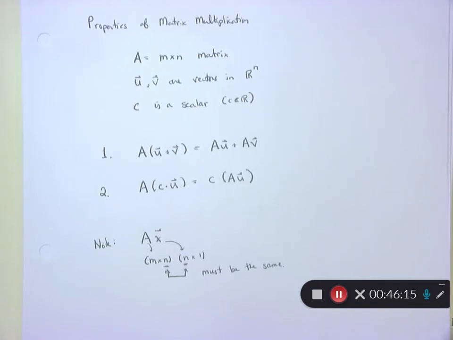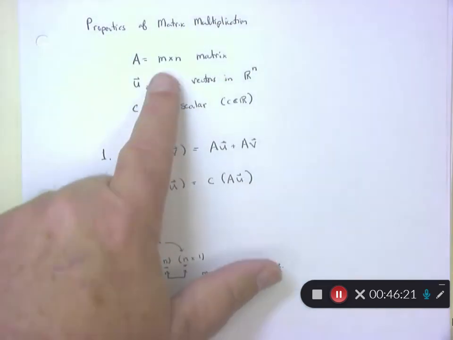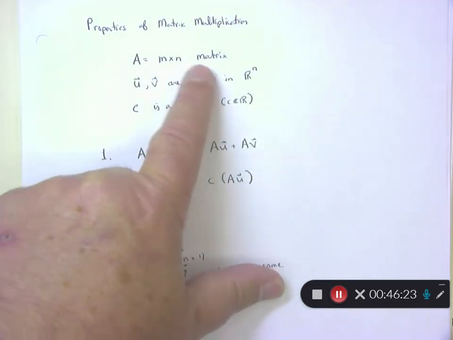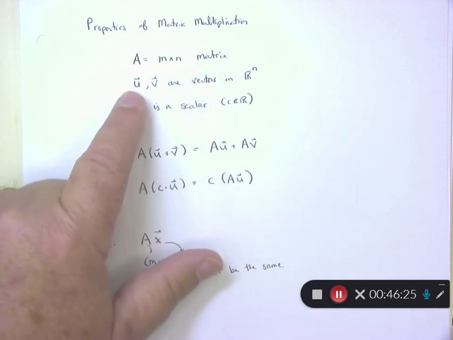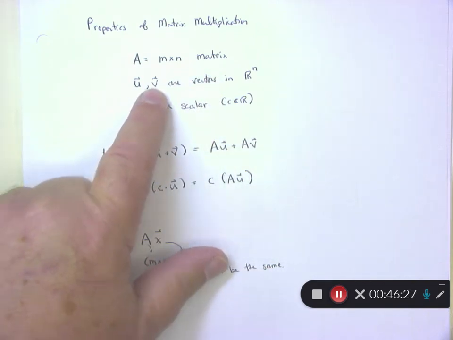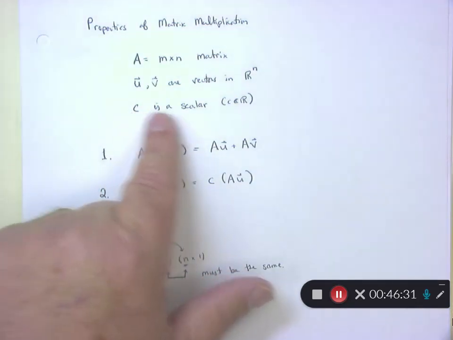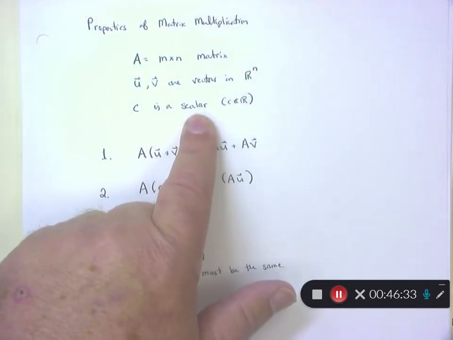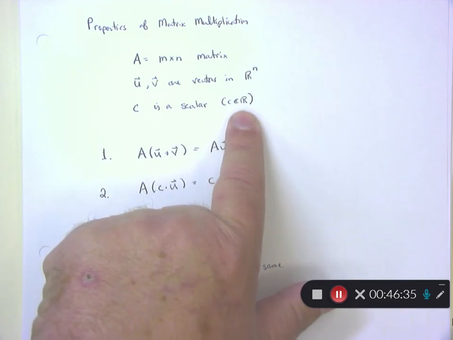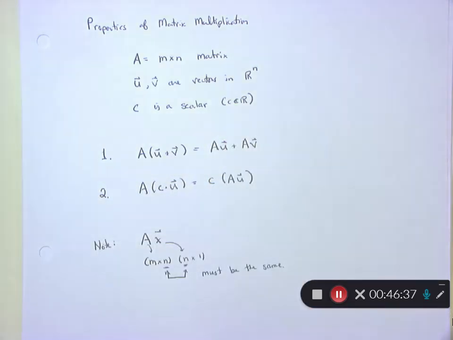Here we go. Properties of matrix multiplication. A is an M by N, rows by columns, matrix. Vectors u and v are vectors in Rn. C is a scalar. Scalar means it's a constant in the reals, an element of the reals. Okay?